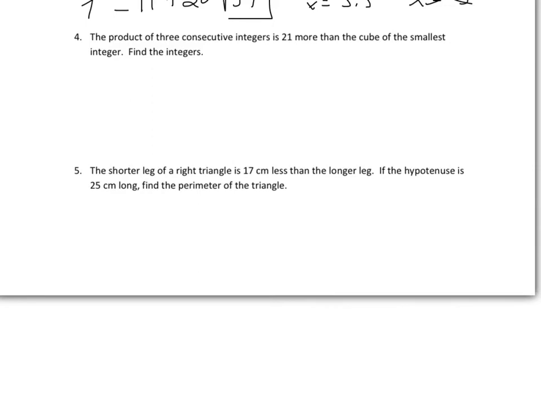The product of 3 consecutive integers is 21 more than the cube of the smallest integer. This is a lot of work in this one. So we've got to write out this equation. We've got the product of 3 consecutive integers. We call one of them x. The next one's going to be x plus 1. The next one's going to be x plus 2.